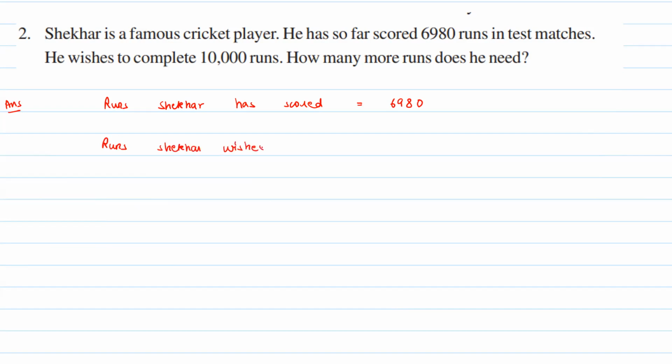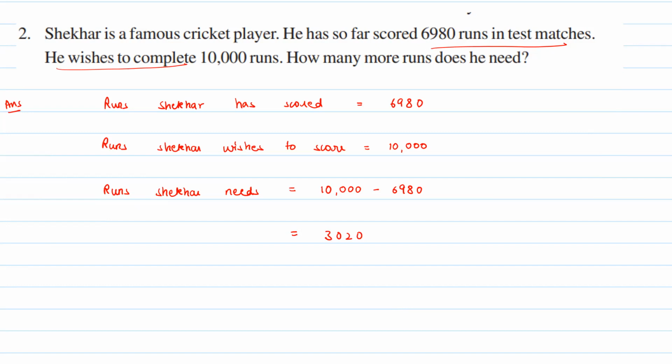Runs Shekhar wishes to score. See, the statements are coming from the question itself, like wishes to complete, already completed, 10,000. Runs Shekhar needs. Now how many more runs? It is 10,000 because he has to achieve 10,000 minus 6980 runs he needs more. Now similarly, you can do it in your rough work after subtraction. I am doing it here, 3020 runs he needs more.